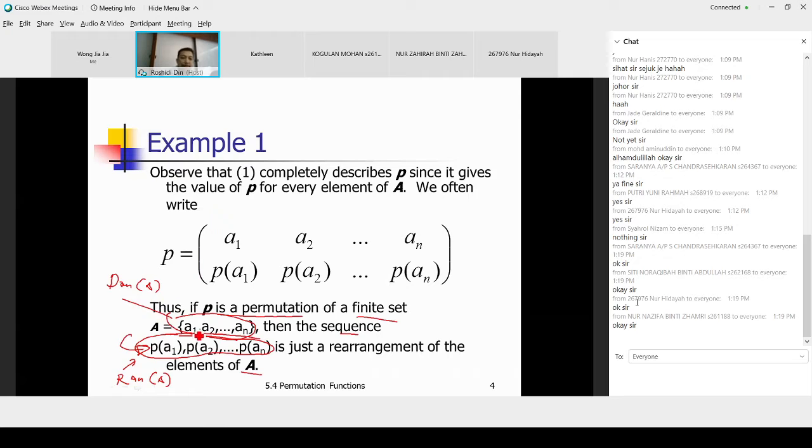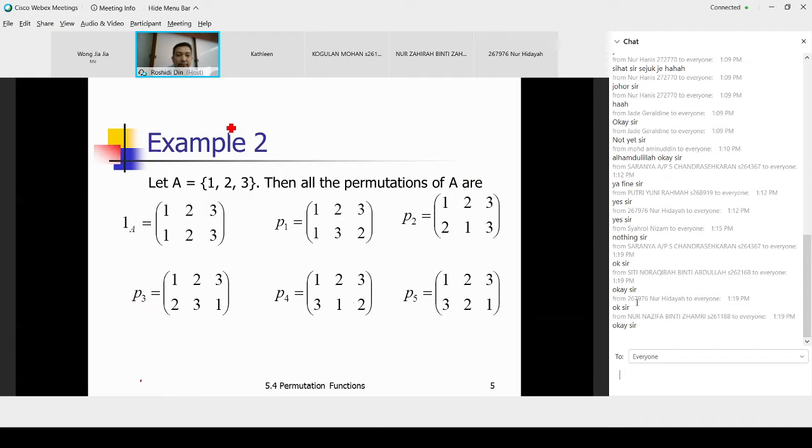So we can see this is the first set for the relation. This is the second set for the relation where we split as domain and range. Okay, example 2. Given that A has the values 1, 2, 3, we can list out all the permutations that can happen in A.